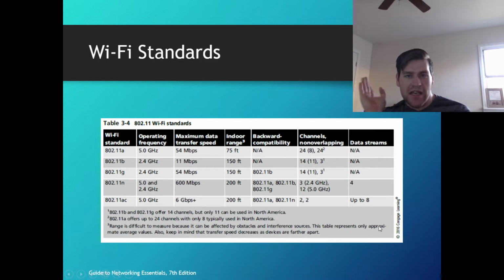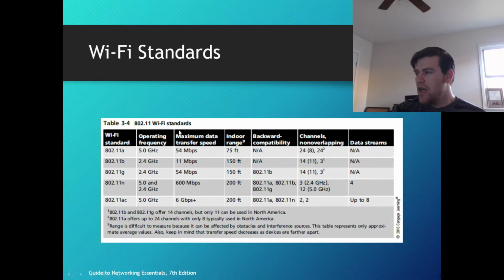And you could have up to 8 data streams now, meaning 8 multiple simulcasts of data that could be going on at the same time. And I did mention already, but this is important for a test question, 802.11b and 802.11g offer 14 channels, but only 11 can be used where we live, North America. And 802.11a up to 24 channels with only 8 used in North America. So you see that written in parentheses here.